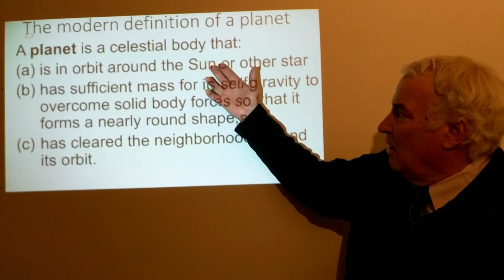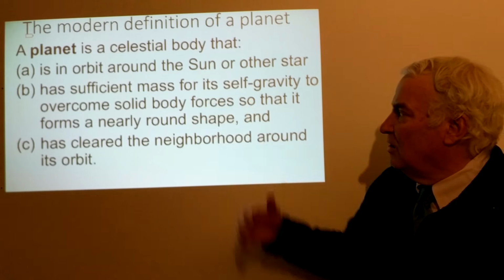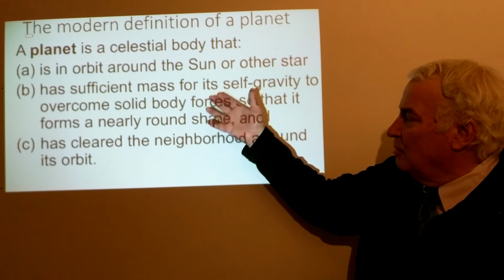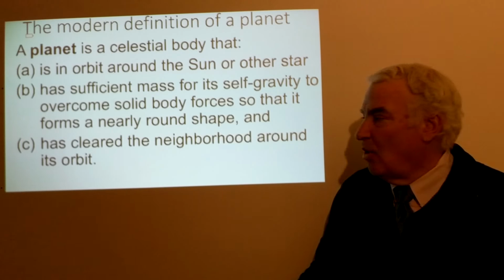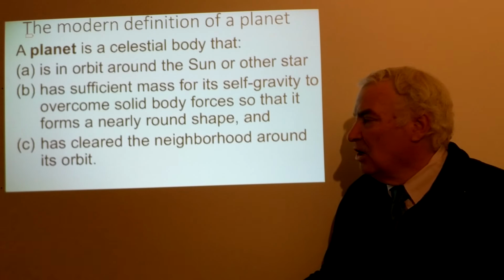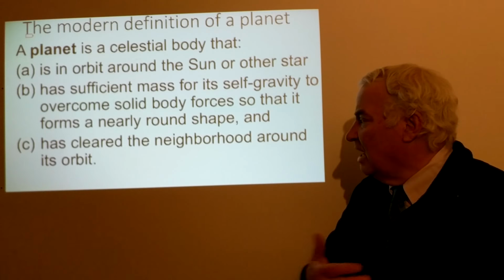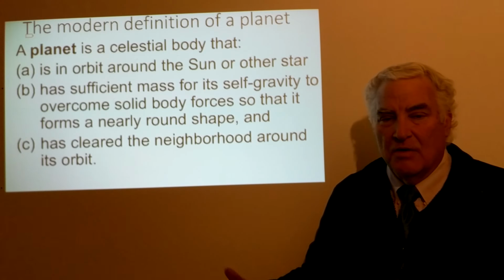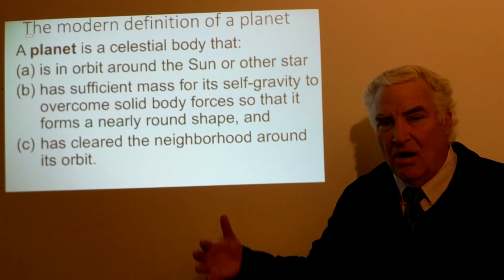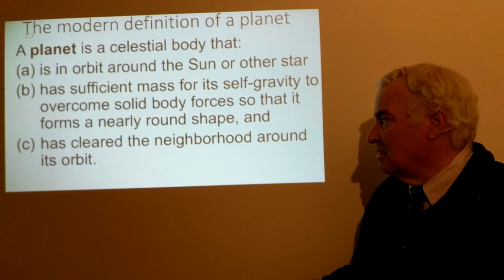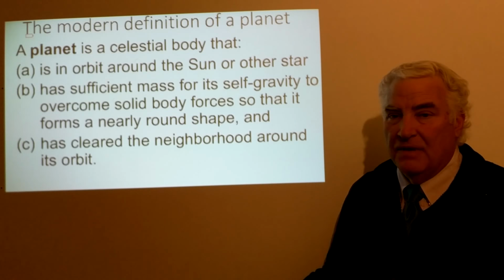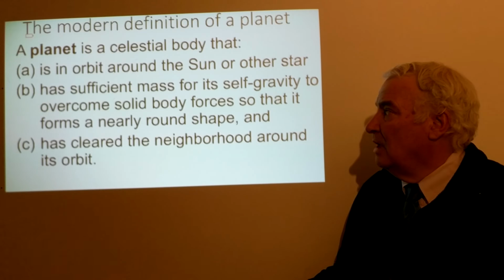So in an orbit around the sun and sufficient mass to be round, these are the dwarf planets. So A and B satisfy the requirement for being a dwarf planet. But to be a true planet, it has to have cleared the neighborhood around its orbit so that it doesn't have any other objects in its orbit that are of significant size. And so that is the modern definition of a planet.